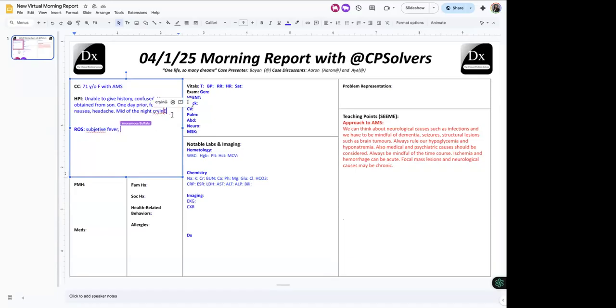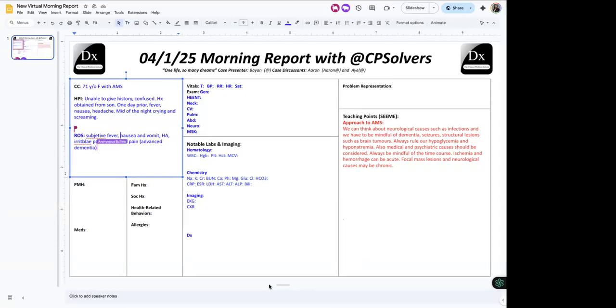For her review of systems, she has subjective fever that was unmeasured at home. She had nausea and vomiting, as I mentioned, as well as a headache. She has been irritable for the past week, but her son is unsure of the cause. At one point, she did tell him that she was having some back pain, but she has advanced dementia, so he's unsure if that is really the cause or not.